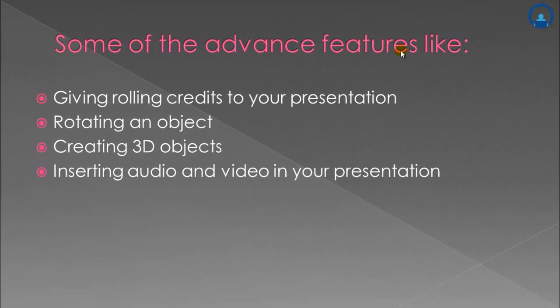Next are some of the advanced features, like giving rolling credits to your presentation. Rolling credits are what you see at the end of a movie where the names of the cast and crew and everything are written. So you will be learning how to give rolling credits to your presentation. Next is rotating an object. This will be helpful for you while you are drawing some diagrams. Then creating 3D objects. I'll also show you in the advanced features how to create 3D objects from a simple 2D picture. Then inserting audio and video in your presentation.